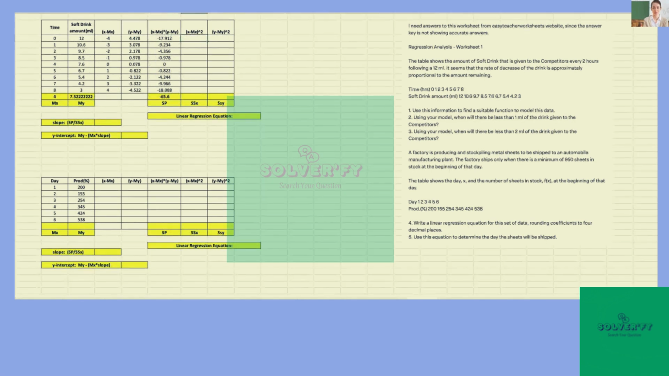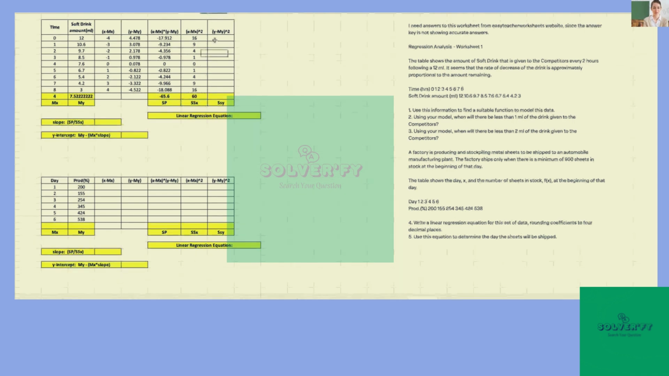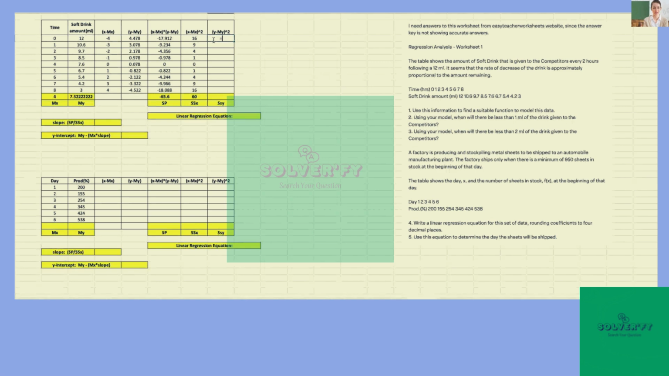Then I am going to square each one of my X minus the mean of X values. And so then I'm going to total this column. It's known as the sum of the squares of X. Then I'm going to do the same thing. I'm going to square each one of my Y minus the mean of Y values.